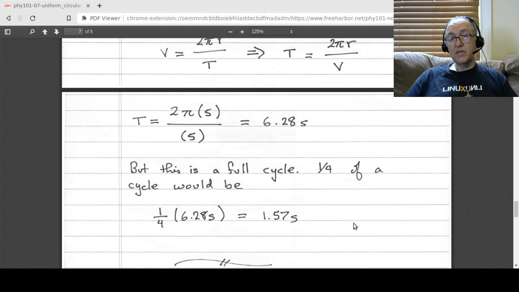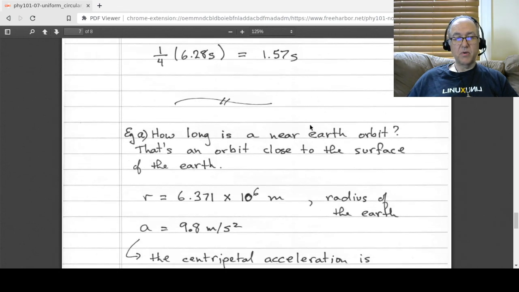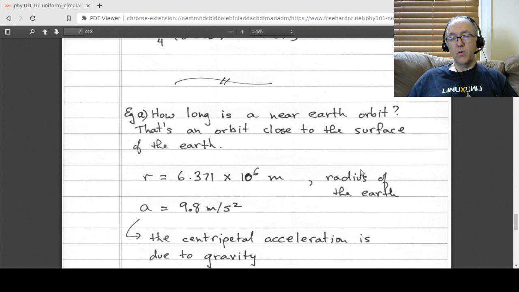All right, so that was a fairly simple problem, but it illustrates uniform circular motion for you, in an example that hopefully you have some experience with. Here's another interesting one. It's a little bit more abstract, okay?